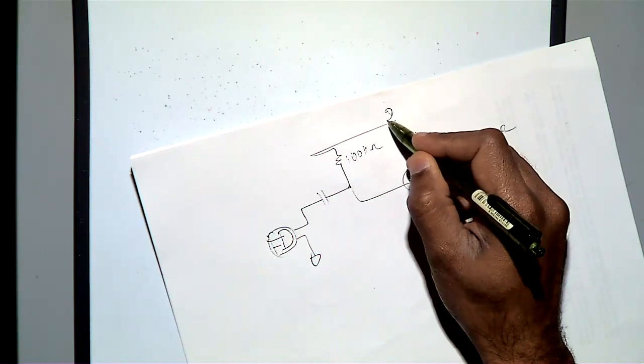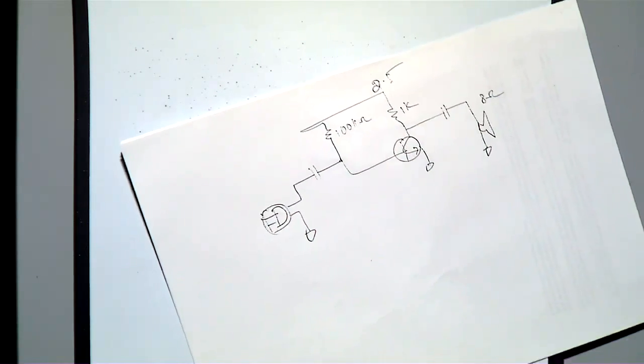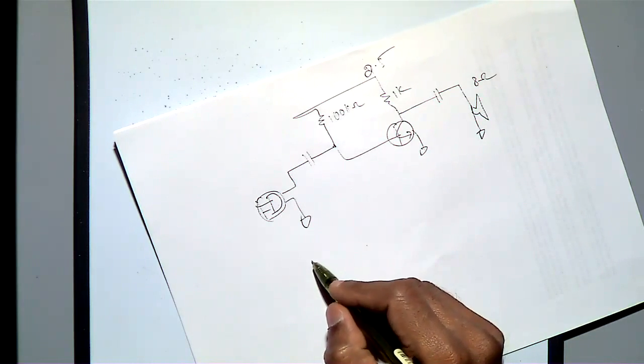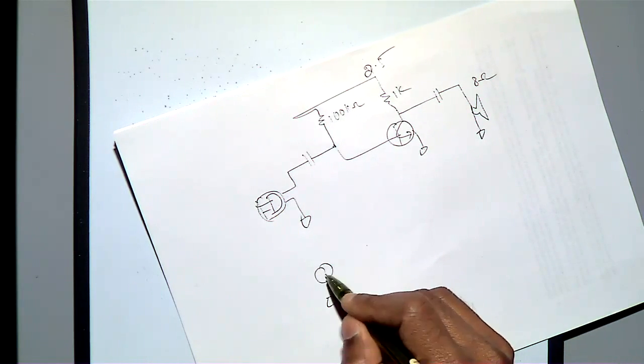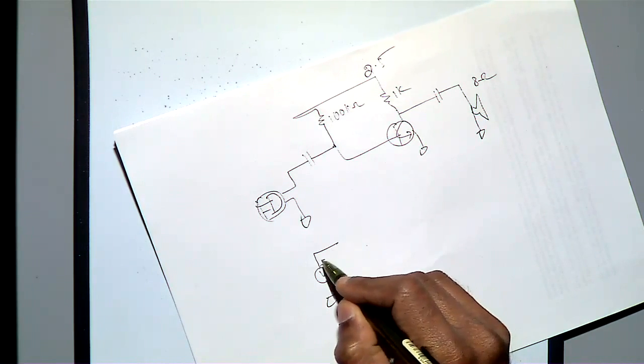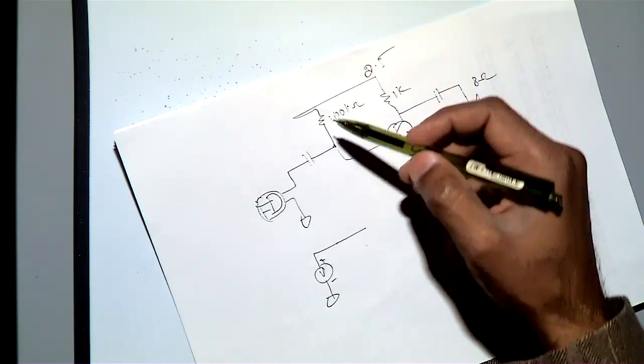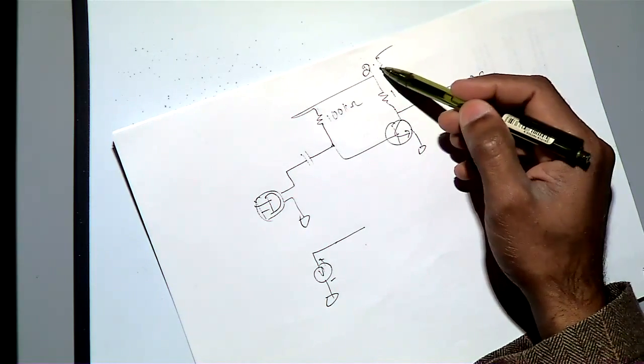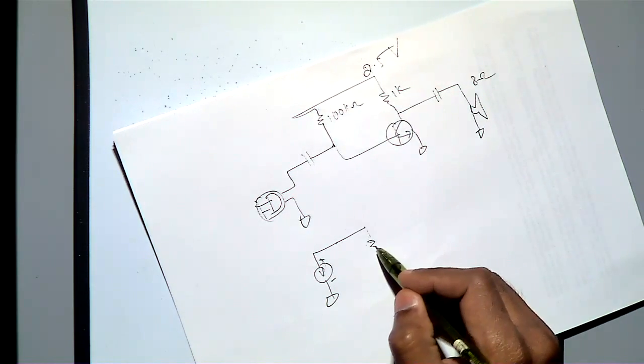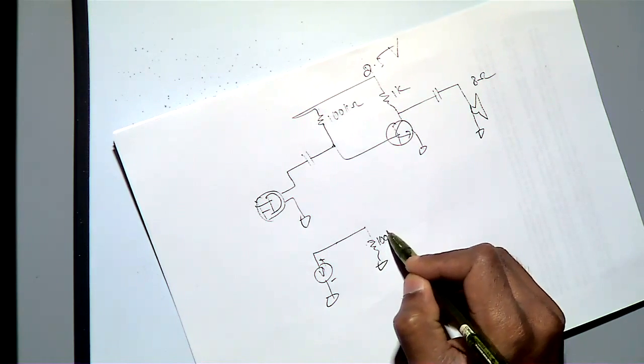When we draw the small signal, this is your microphone. I'll represent it as a voltage source, maybe positive, negative. I'm just putting some value. Capacitor is a short, and this one is going to a constant DC voltage, so that is coming to ground. So that is equal to 100 kilo ohm.